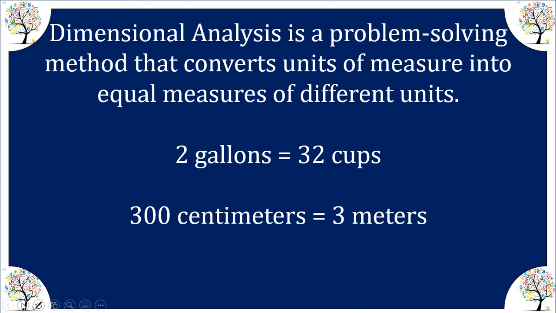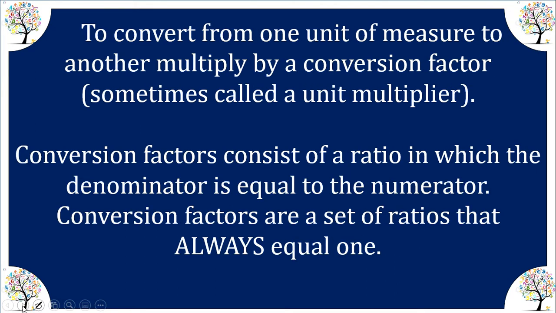different units, such as 2 gallons is the same as 32 cups, or 300 centimeters is equal to 3 meters. We are going to use what we call a conversion factor to convert. Conversion factors consist of a ratio where your denominator and numerator are equal. The conversion factors are ratios that are always equal to 1.